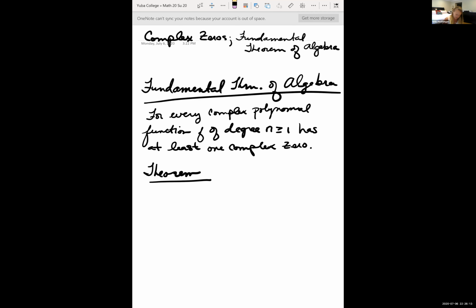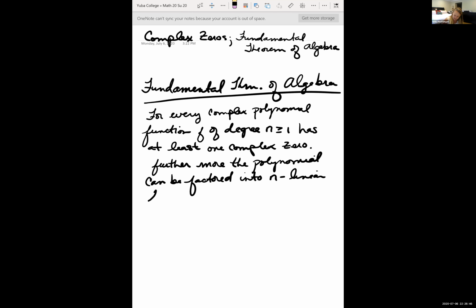So let's just say furthermore, the polynomial can be factored into n linear factors, not necessarily distinct. Two C's and two S's. Distinct.